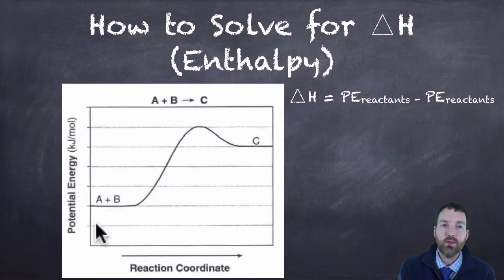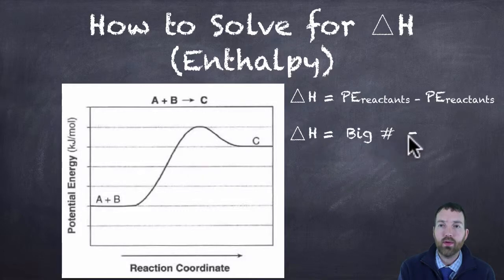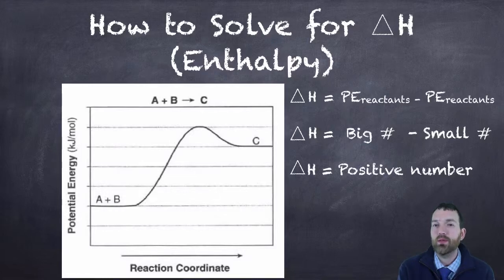let's look at my products. Now, there's no numbers here. I could definitely put some in, but let's just look at where they are. C, my product, is a big number because it's higher than AB. So if I have a big number minus the potential energy of the reactants, which are AB, a small number, whenever you have a big number minus a small number, you're going to get a positive number. So positive delta H's, of course, are endothermic. The other way is to just memorize that we're going uphill here. We're absorbing energy. Endothermic reactions absorb energy. Endothermic reactions have positive delta H's.